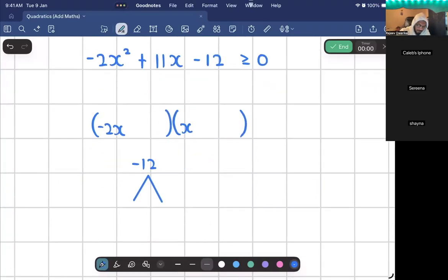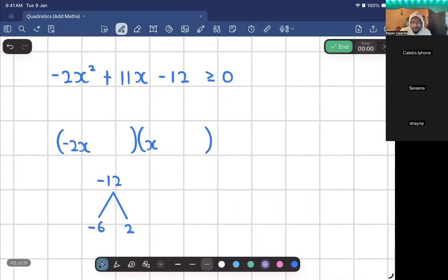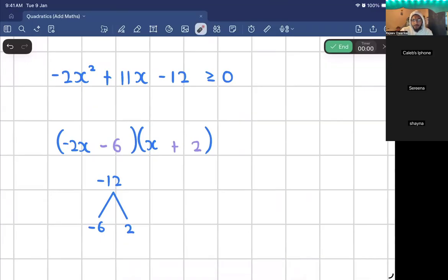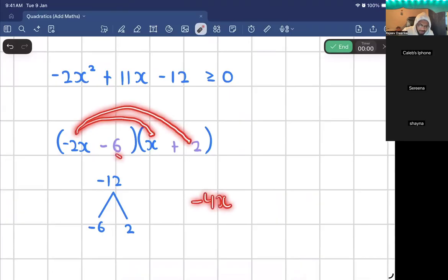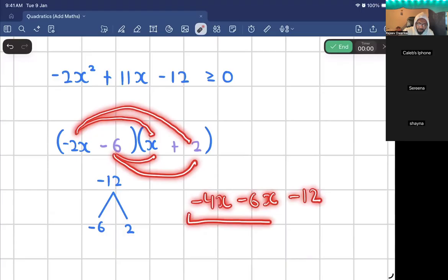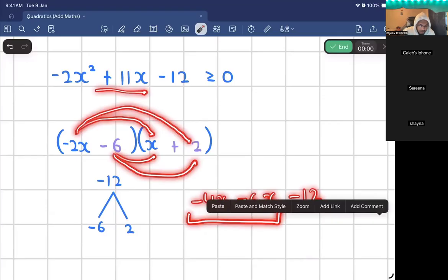Minus 6 by 2. Minus 6 by 2, right? Let's try that out quickly. If I put minus 6 here and I put plus 2 over here, Caleb, let's expand it out quickly. What is minus 2x by x? Minus 2x squared, right? What is minus 2x by 2? Minus 4x. What is minus 6x? Okay, I told you the answer already. That'll be minus 6x, right? And minus 6 by 2 is minus 12. Would minus 4x minus 6x give me back positive 11x? No, sir. Nah, so I can't use this answer.